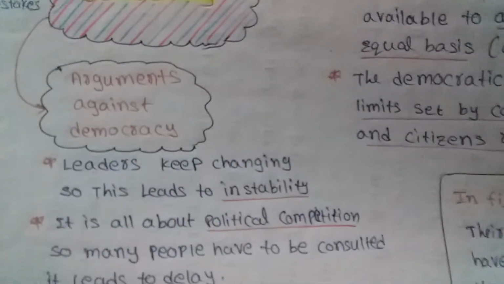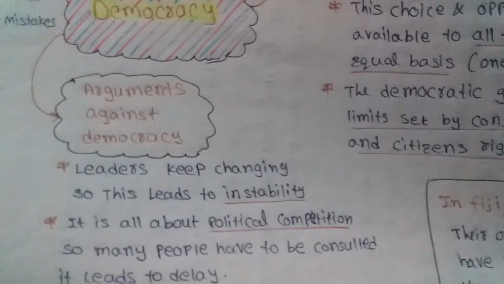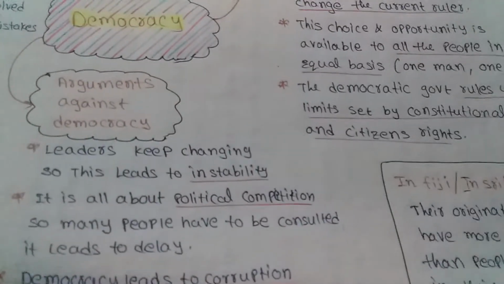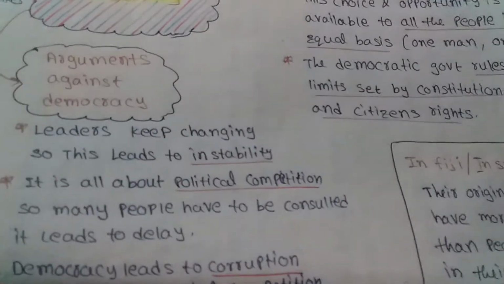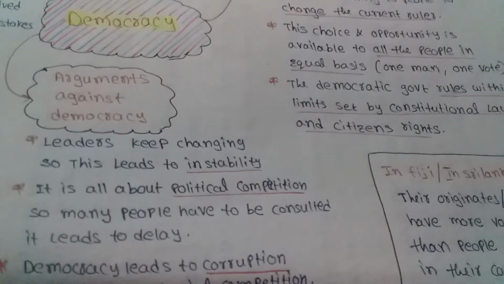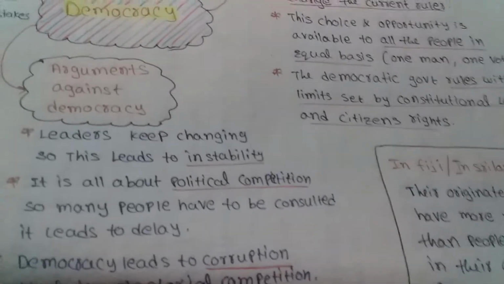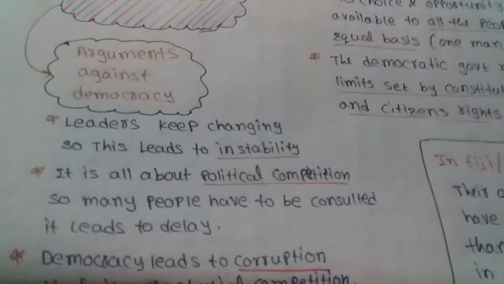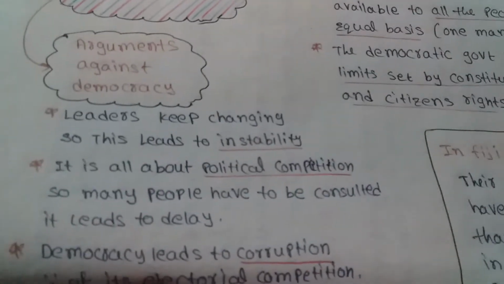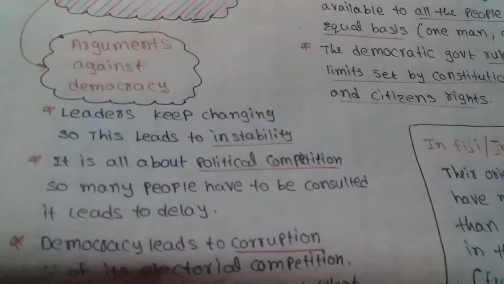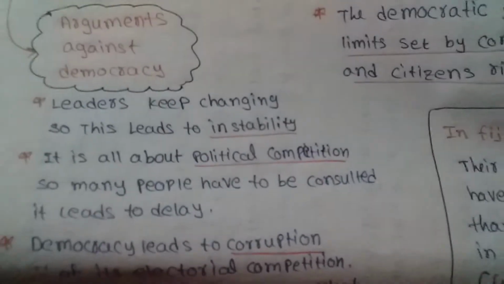And yes, there is instability because leaders keep changing, so this leads to instability. Why it is unstable means, for example, if one leader for 5 years has started constructing a dam, it may be a very large dam, and it may require 10 years of time. So after him, the next leader will come, right, after 5 years. So if he doesn't want to build that, he stops this. So much money is wasted, right? So it leads to instability.